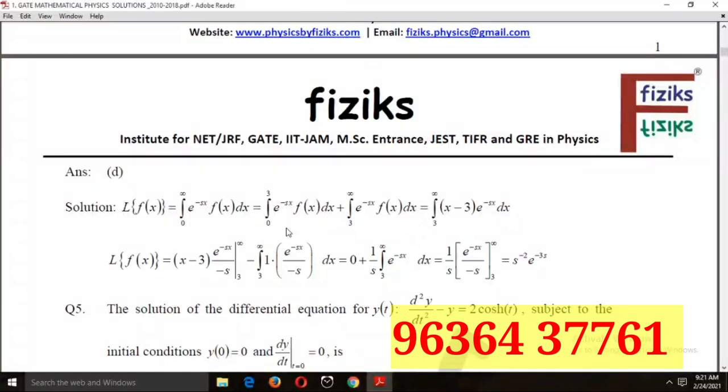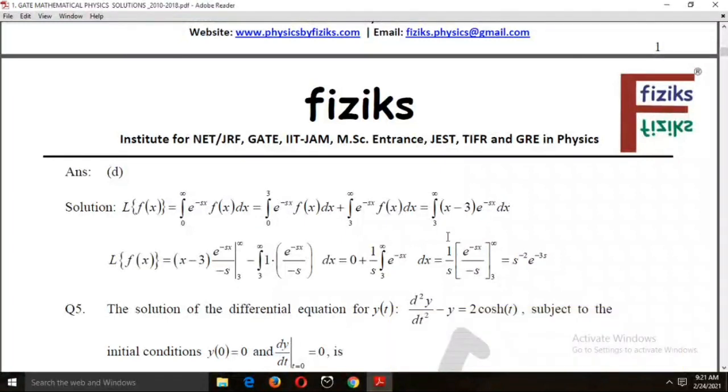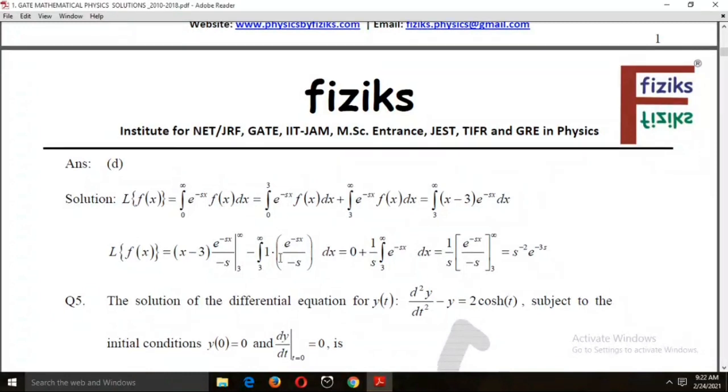Here when x is less than 3, f(x) is 0, so the first term will be cancelled out. The second term will give the integral from 3 to infinity of (x minus 3) e raised to power minus sx dx. After integrating it and putting in the limits, we will find s raised to power minus 2 e raised to power minus 3s. So option D will be correct.